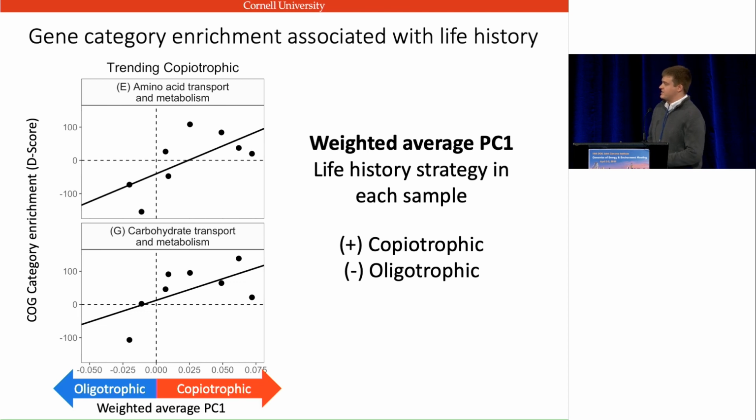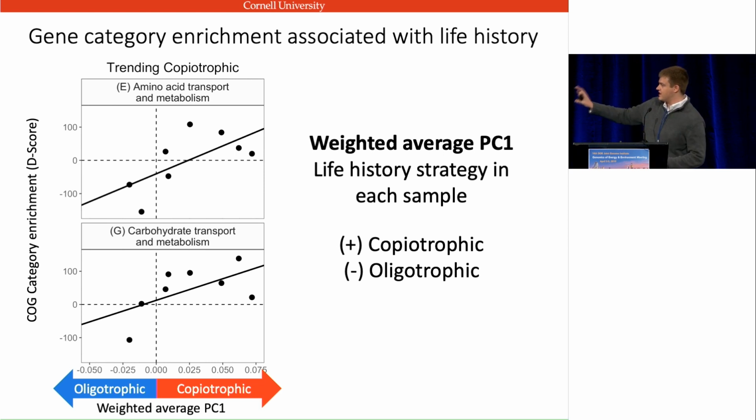So the other thing I looked at was to see if there's any gene categories that might be associated with different life history strategies based on their enrichment patterns across samples. So here I'm using a variable that I'm calling the weighted average of that principal component 1 axis I showed you before. And so this essentially just stands for the dominant life history strategy of the incorporators within each of the different samples. So everything on the right-hand side of the figure in the positive region are samples with more copiotrophic incorporators, while everything on the left-hand side in the negative region are samples with more oligotrophic incorporators.